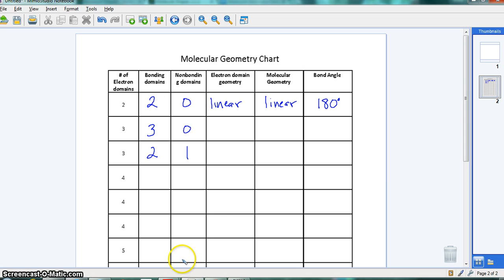So we'll go back to our chart. We call this trigonal planar. And because there are no lone pairs, that is also the molecular geometry.